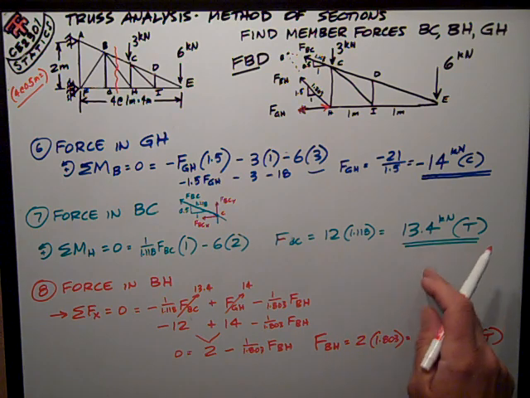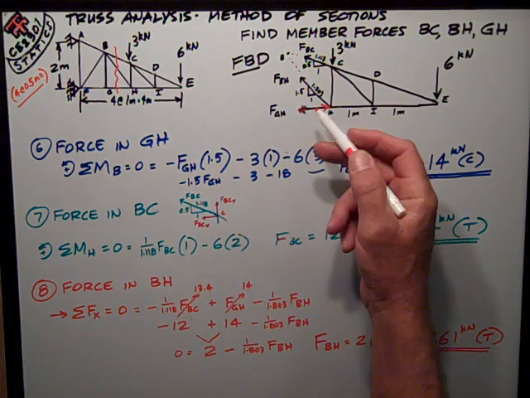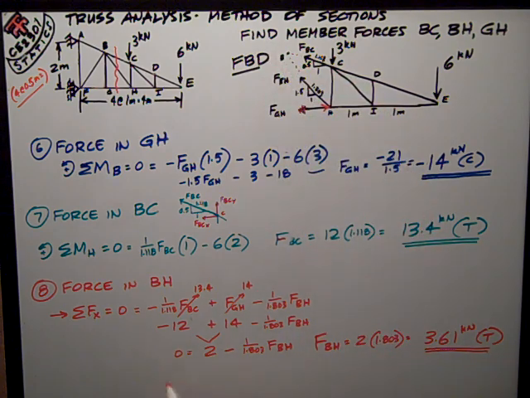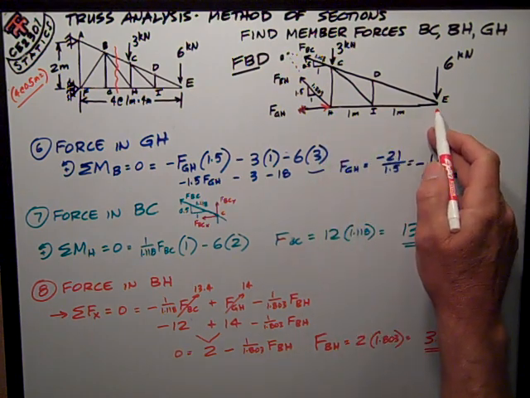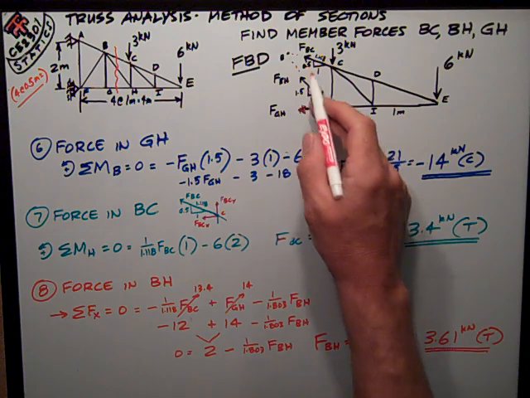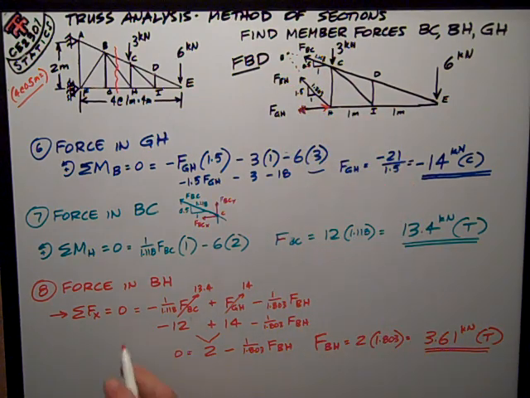I'm ready to proceed on to the force in BH, which is this diagonal member here. We worked out the geometry of it, and so I could do a sum of moments about some point. I saw somebody did sum of moments about point E, which is pretty clever. It eliminates GH and BC and the horizontal component of BH, but I've chosen to do sum of forces in X.